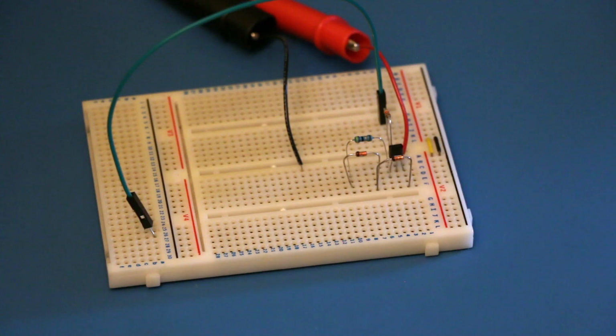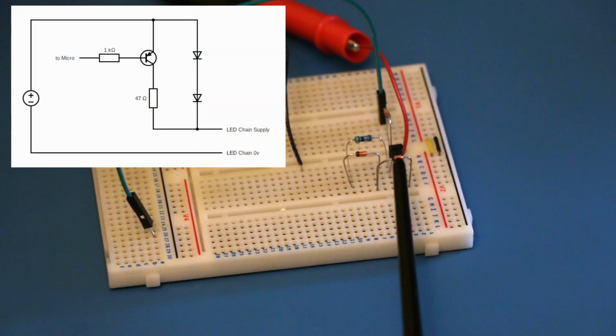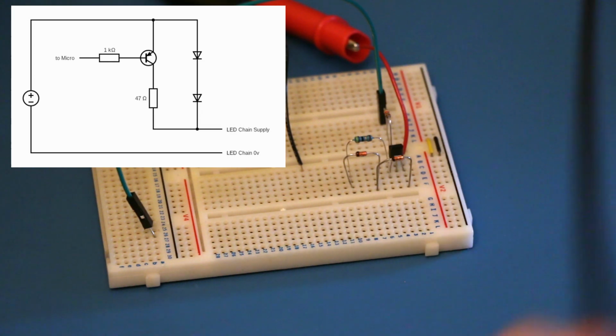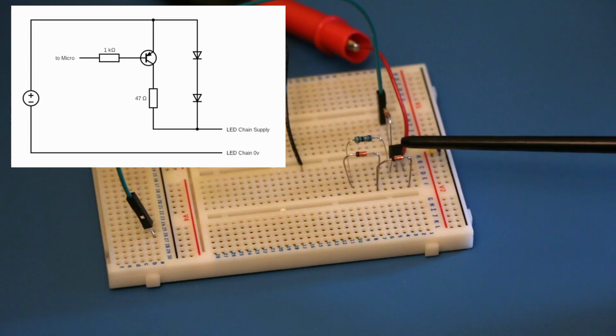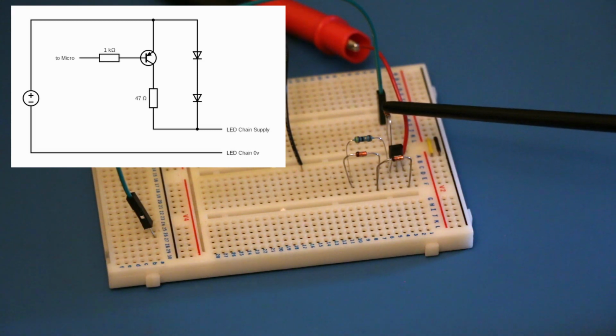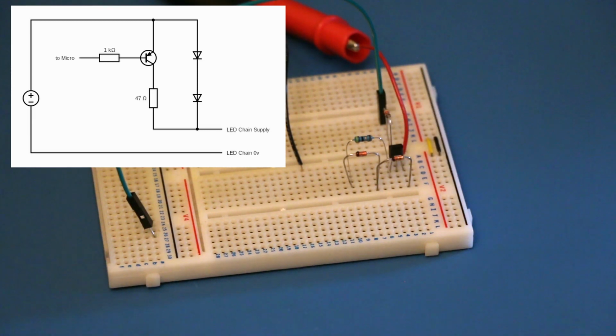I've implemented the circuit I showed you on the screen just now. We've got the two signal diodes providing a 0.7 volt drop each, giving a total of 1.4 volts. And then round the back here we have a PNP transistor which we can use to pull the supply to the LED chain up through a 47 ohm resistor, adjusted from the 30 ohm I showed you on the screen. Then of course there's the 1K base resistor as well.